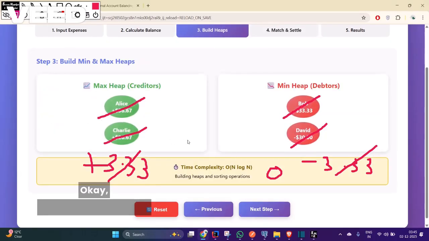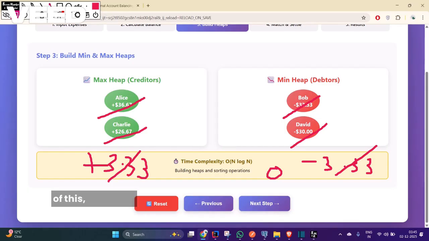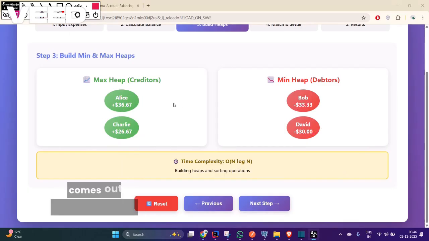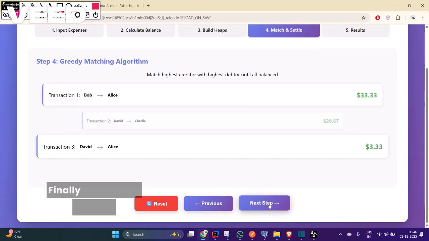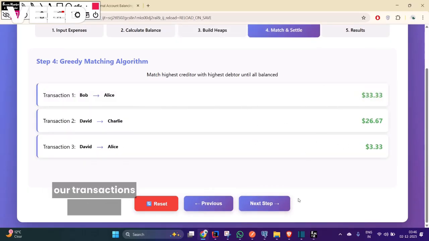Okay, so the time complexity of this approach comes out to be O(n log n). Log n is to store the elements in the heap because it's a priority queue, right? So I have to sort them as well. And n is the number of elements. Finally, we have our transactions right here.